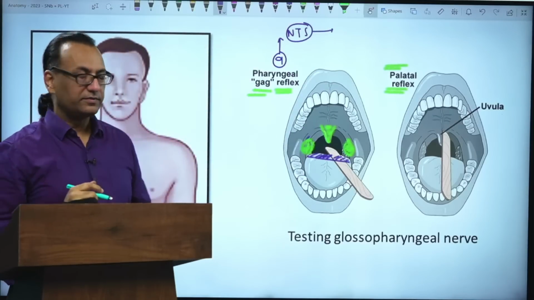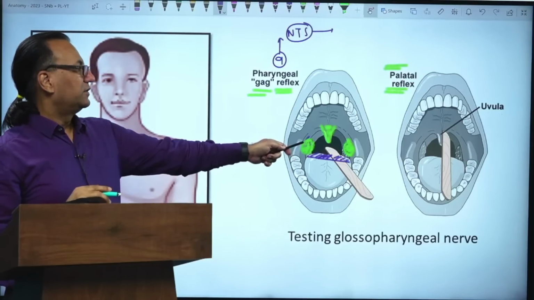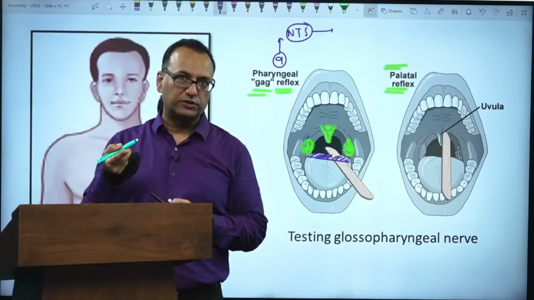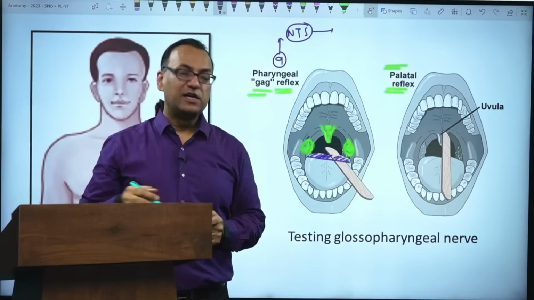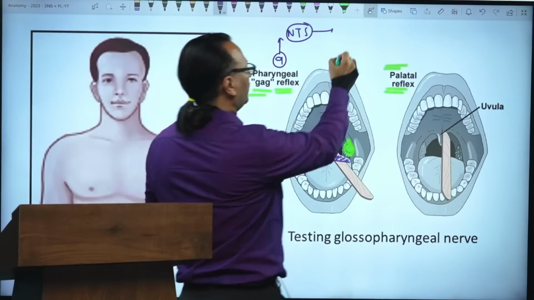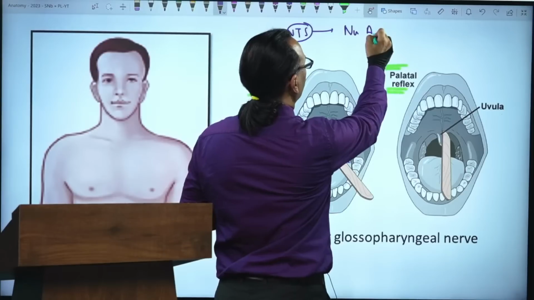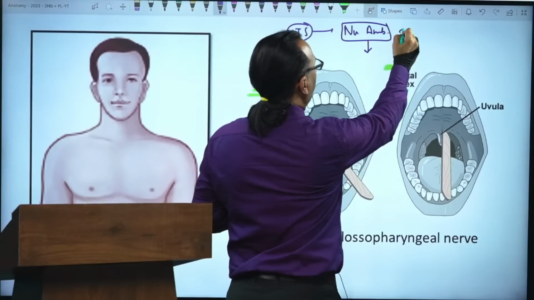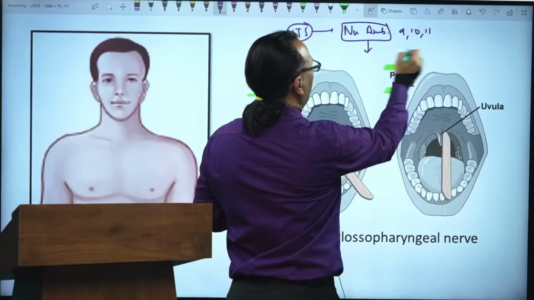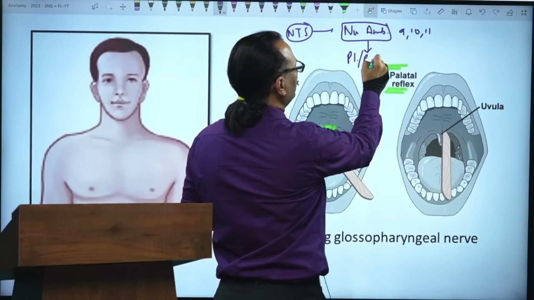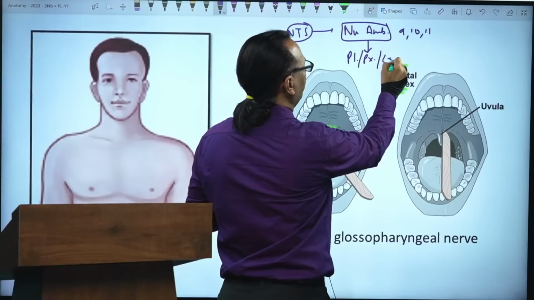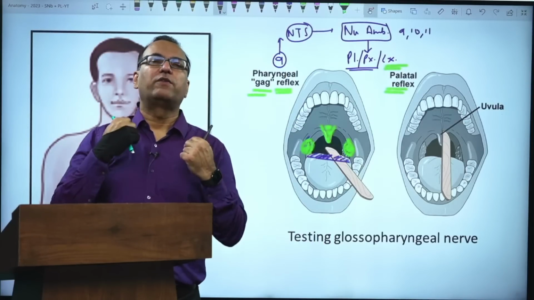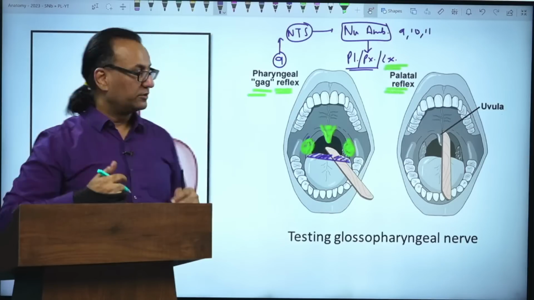Gag reflex. As you activate the ninth nerve, it will activate the nucleus tractus solitarius, which is a sensory nucleus, because these are sensations. So that sensory nucleus will activate a motor nucleus, which is the nucleus ambiguus. And as the nucleus ambiguus is activated, you will see now numbers 9, 10, 11 activated. Muscles of palate, pharynx and larynx will be activated. Sudden swallowing movement will be happening, gag reflex.